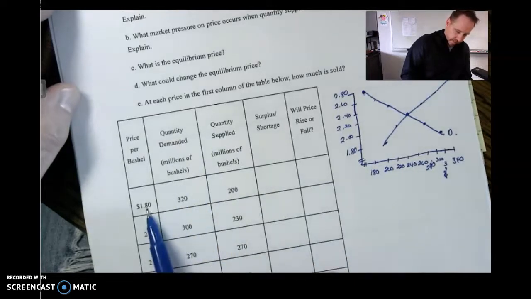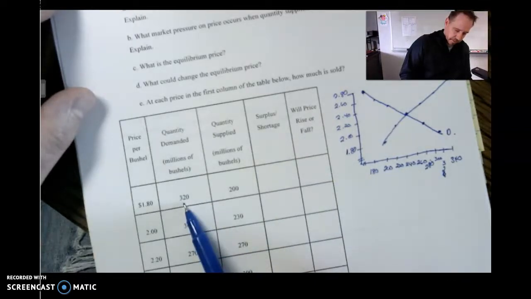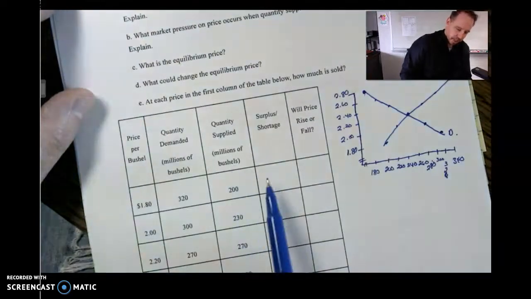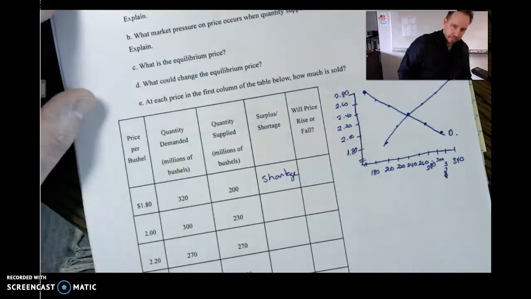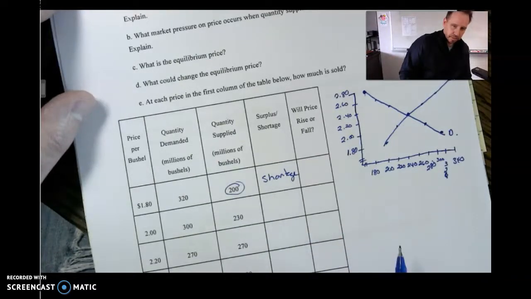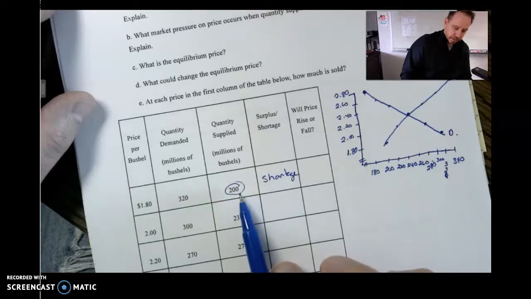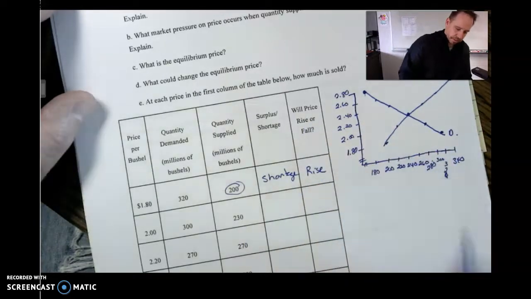If we look here at a price of $1.80, we're going to have 320 demanded and only 200 supplied. The quantity demanded far exceeds the quantity supplied. So at that price, we're going to see a shortage. You ask yourself, what happens to the value of something when it's in short supply? It's going to increase in value. What's going to be the impact on price? Price is going to rise.